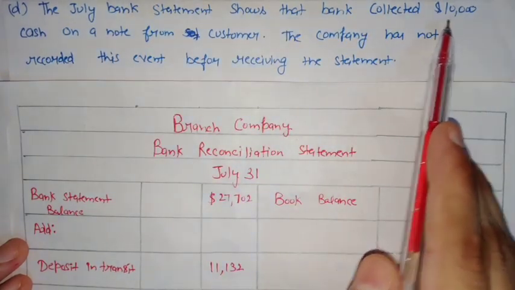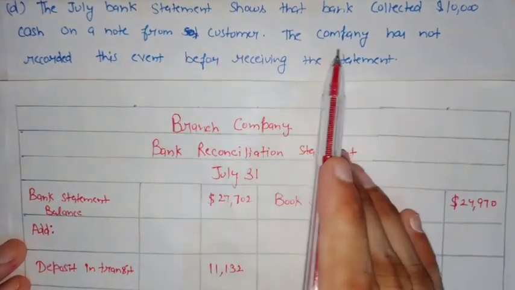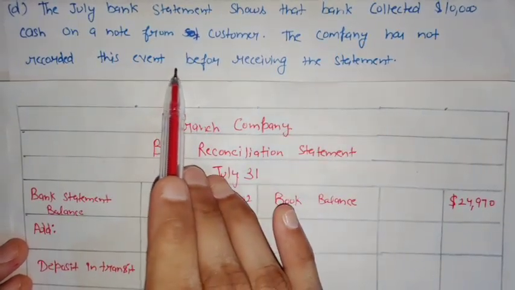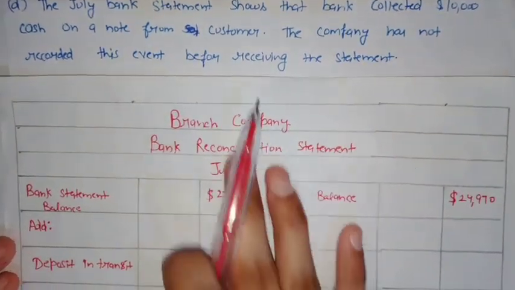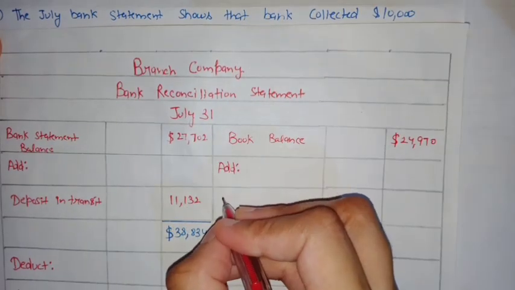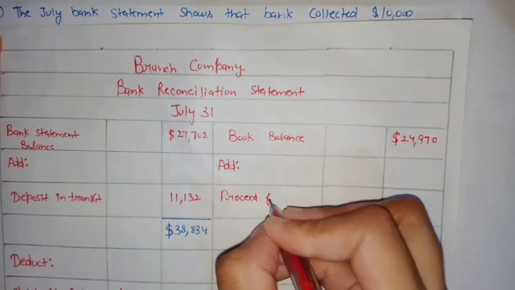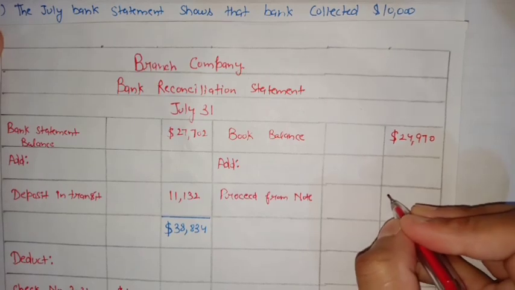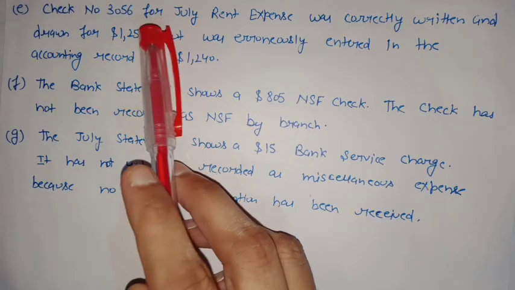Next, the bank has collected a note on behalf of the company, but the company had no idea about it. So after receiving the statement, the company will increase the balance as per cash book. So add the proceeds from the note to the balance as per cash book.